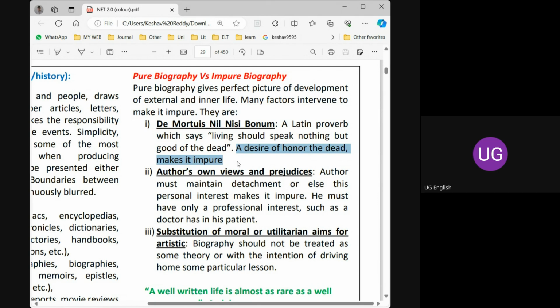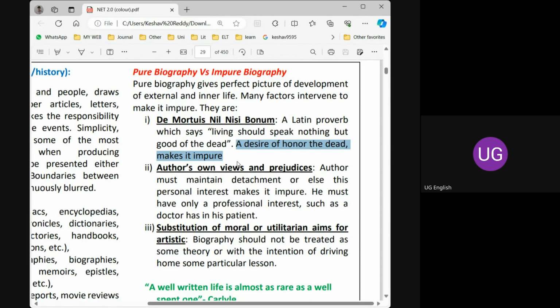So the essence of this quote is, the biographer should present it as it is. The biographer should present the negatives and the positives also. Otherwise, if he only praises the dead person, that will become an impure biography. So what he means is a simple thing.